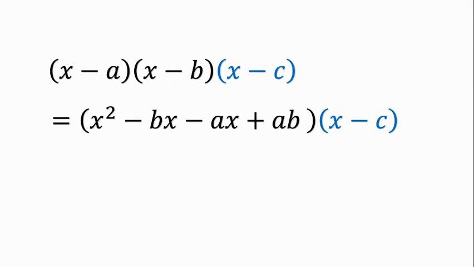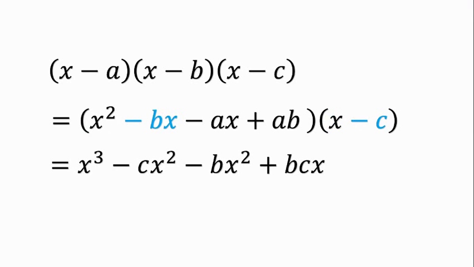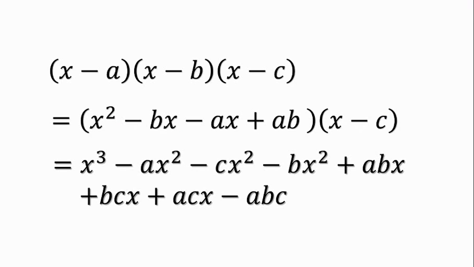Now let's multiply the third factor, which is x minus c. We use the same distributive property, so we begin with x squared times x is x cubed. X squared times negative c is negative cx squared. Negative bx times x is negative bx squared. Then negative bx times negative c is positive bcx. And if we continue the rest of the terms, we get to this product. Notice that there are 8 terms in the final product when we multiply the 3 factors.